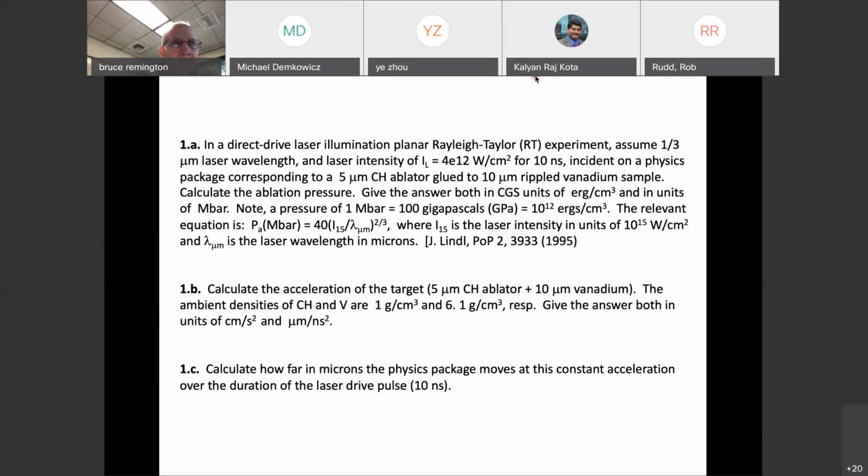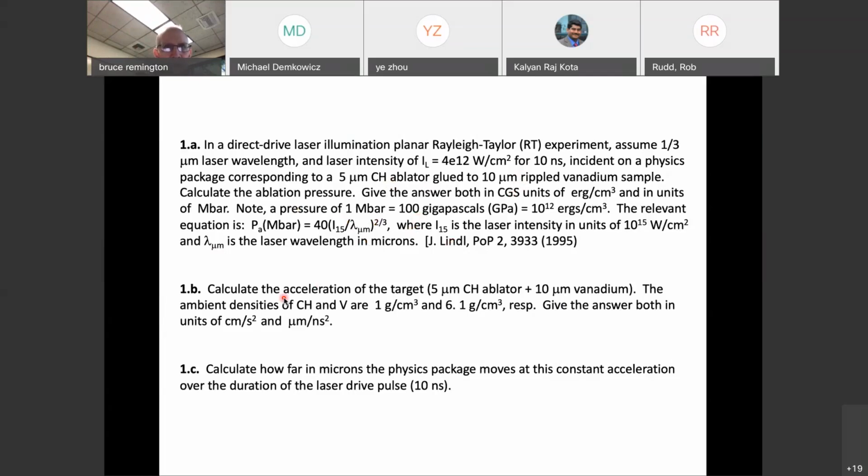Okay, so the first one here, what I want to do is indirect drive laser illumination for a laser intensity of 4 times 10 to the 12 watts per square centimeter for 10 ns. I want to put in a package that is a 5 micron plastic ablator glued to a rippled piece of vanadium. And then the question here is to calculate the ablation pressure that you expect based on standard formulas that are given, and put the ablation pressure into various units because we are constantly flipping units to be able to match what the experiments are given in.